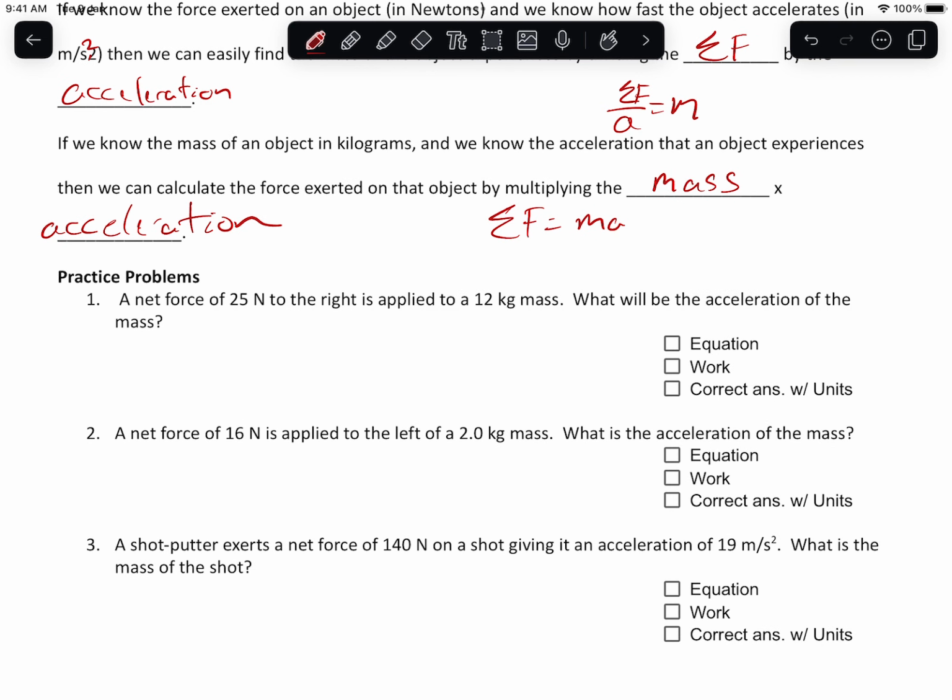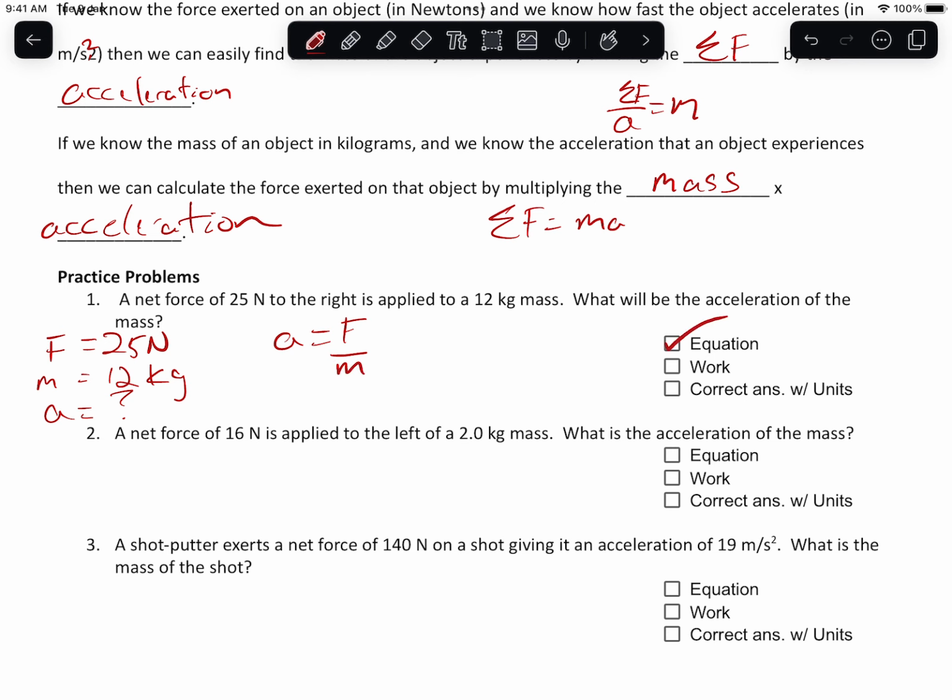A net force of 25 newtons to the right is applied to a 12 kilogram mass. What will be the acceleration of the mass? Well, what do I know? I know that the force is equal to 25 newtons. I know that it has a mass equal to 12 kg, and I'm looking for the acceleration, which is what I don't know. Well, I know that acceleration is equal to force divided by mass.